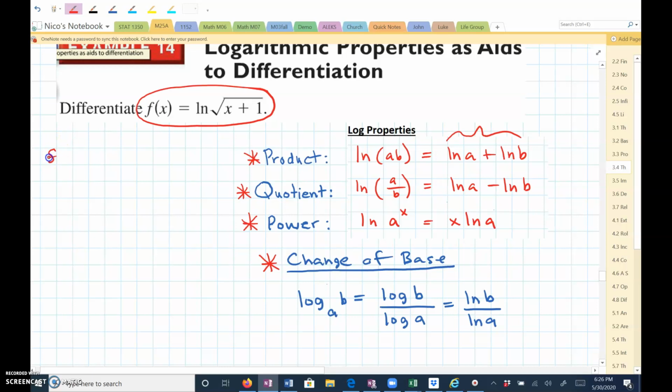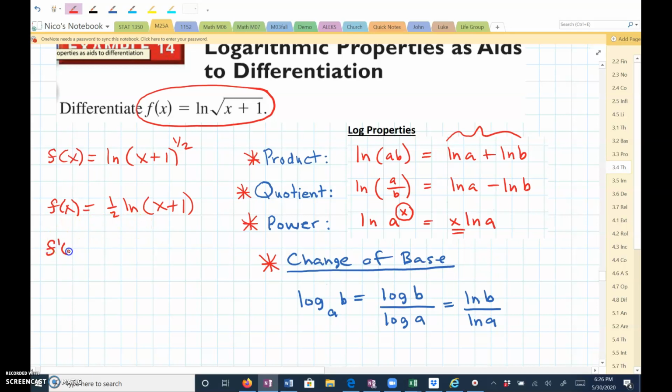So first of all, let's rewrite f of x as the natural log of x plus 1 to the 1/2 power. Hopefully you can see how we're taking the radical and writing that as an exponent. Next, I'm still not going to take the derivative. For f of x, I'm going to use the power property, where I'm going to take this and put it out in front of the log. So it's 1/2 the natural log of x plus 1. Now there's nothing else that I can do that involves these properties to expand this.